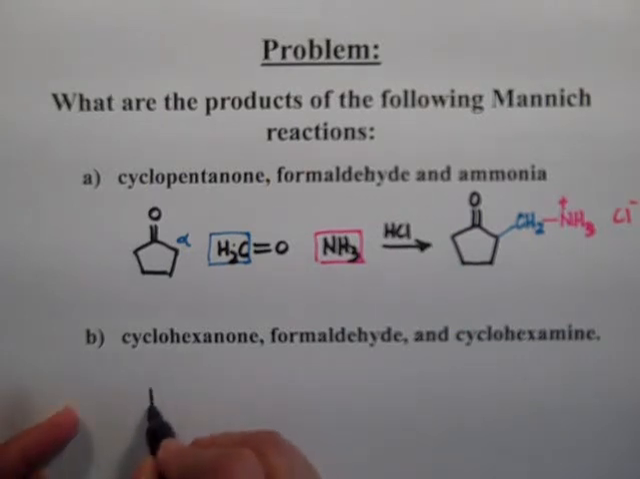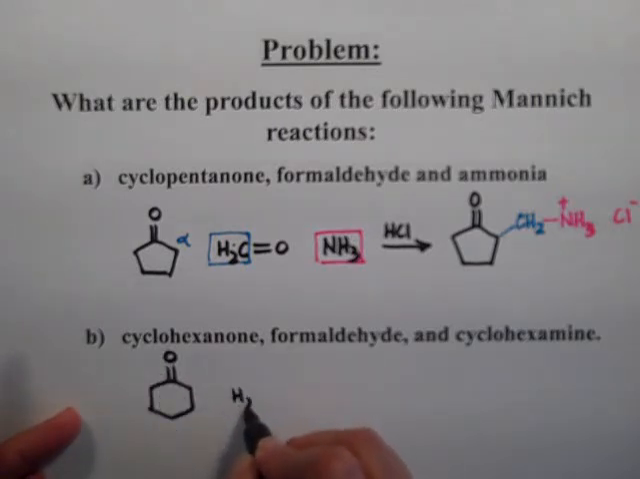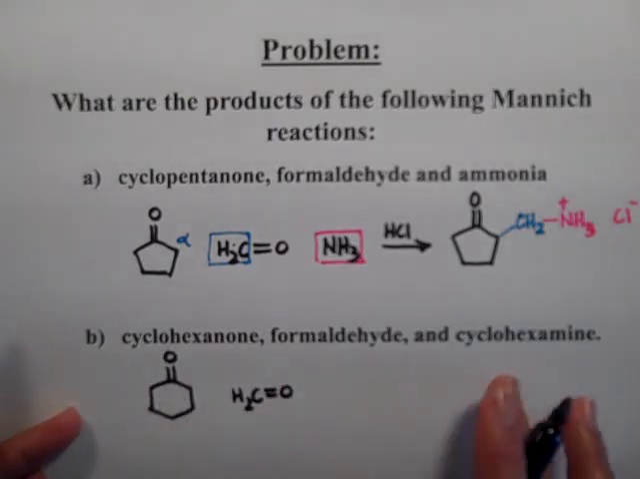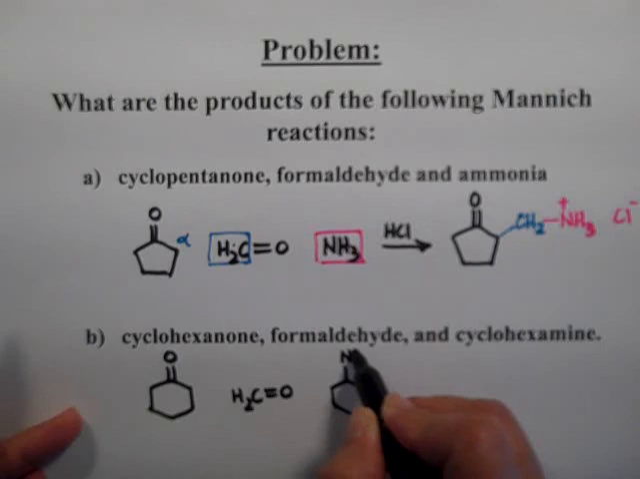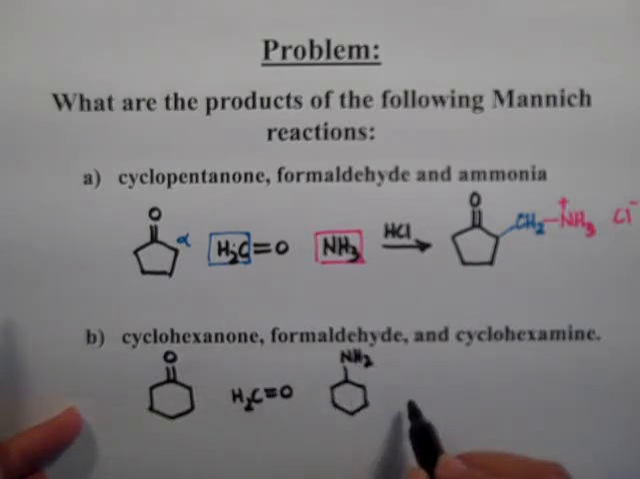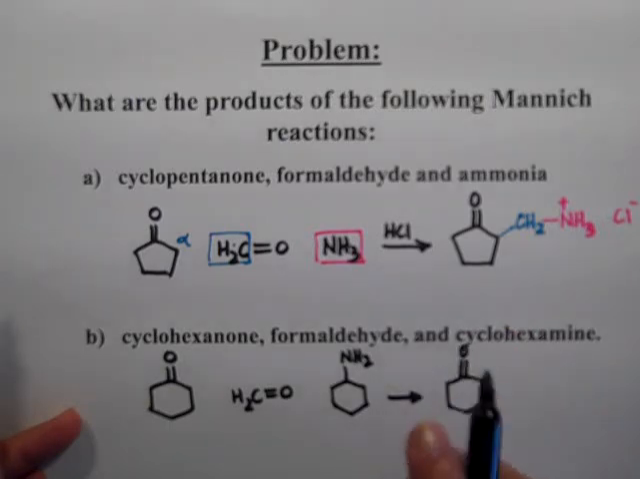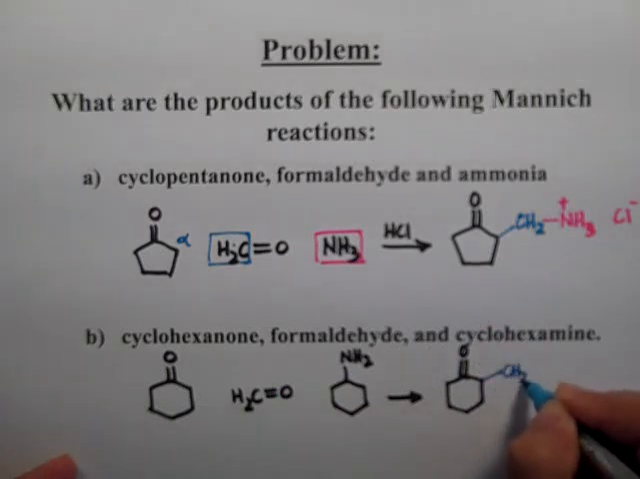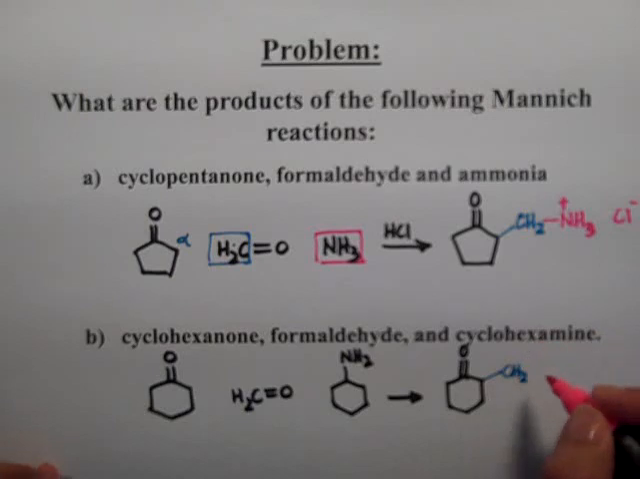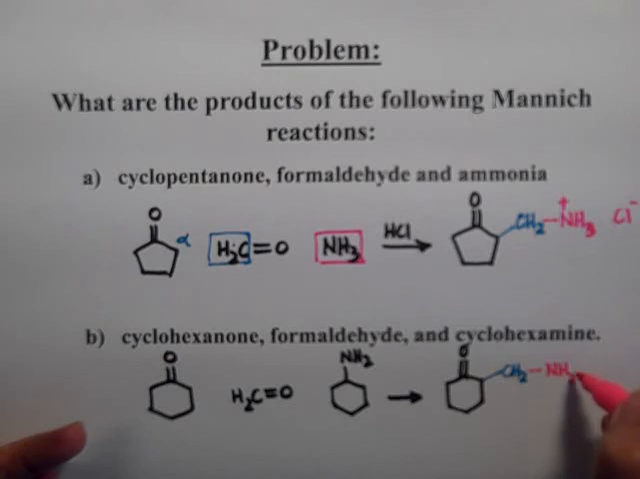Do the reaction again just as another practice. Cyclohexanone, formaldehyde, because we always use formaldehyde. And this time around we're going to use cyclohexylamine. So we're going to mix those 3. Take your ketone and redraw it. Attach a CH2 to it from the formaldehyde. And attach your nitrogen to it with whatever it is it has attached to it. This one has the cyclohexyl attached to it.